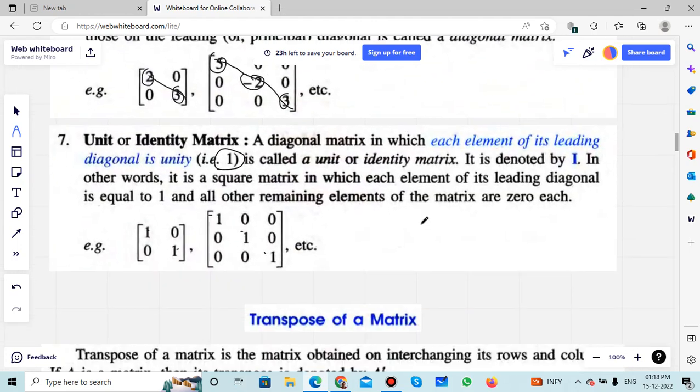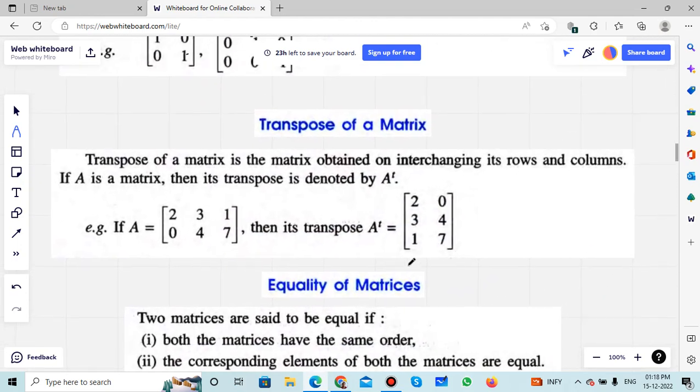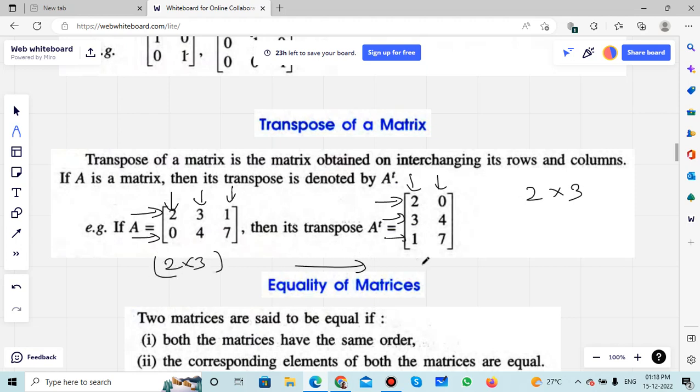Now comes transposition of a matrix. Basically, what does it mean? When we have 2 rows here and 3 columns, we can convert it into 3 rows and 2 columns. This was originally 2 by 3. If I convert this order into 3 by 2, we say that we have transposed it.